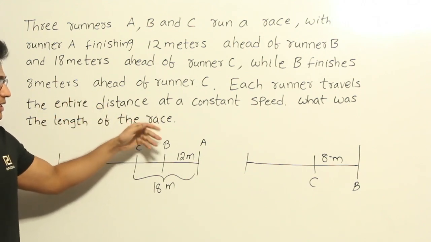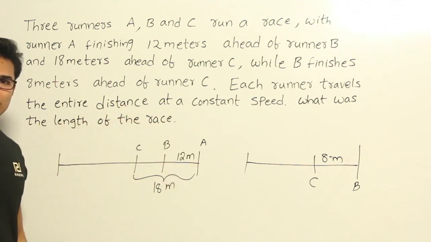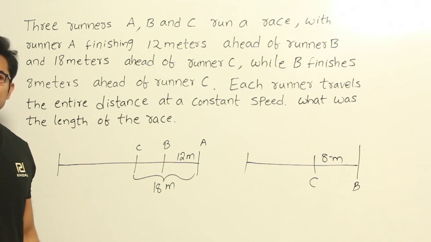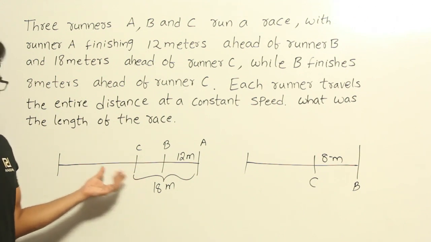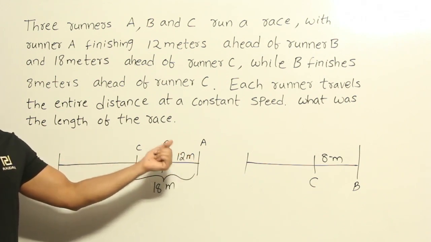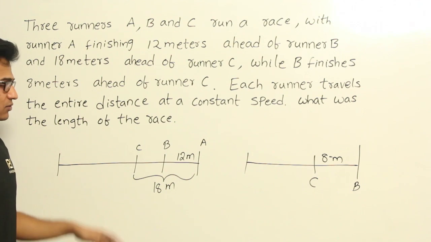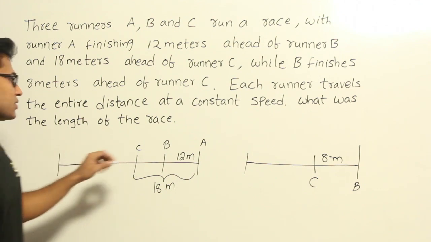They are saying that each runner travels the entire distance at a constant speed, but that constant speed need not be the same. If all of them had the same constant speed, and all of them started at the same time, then obviously they would reach the finishing point at the same time, but it is not the case. So definitely the speeds are not the same. You might get confused there. Okay, so it is not the same speed.